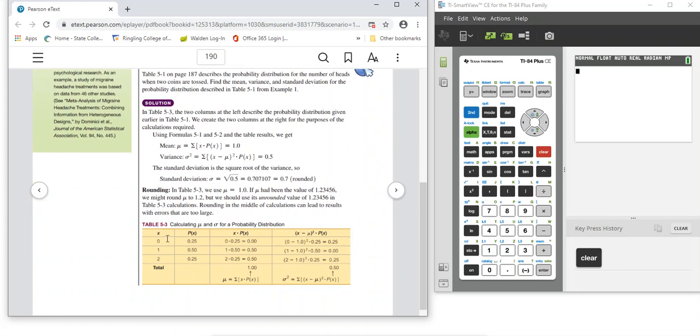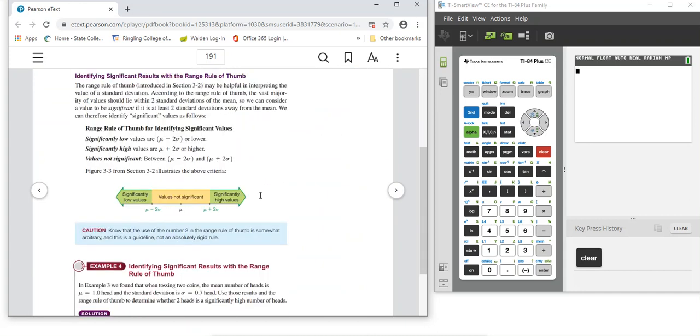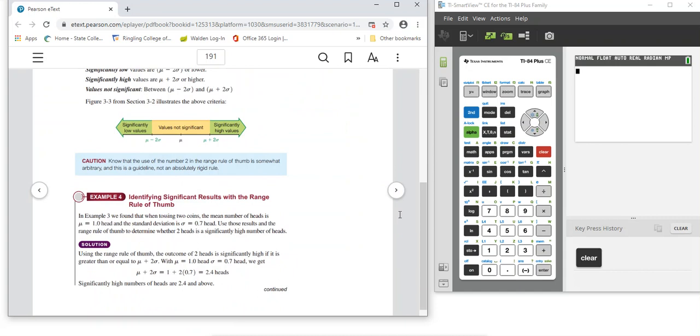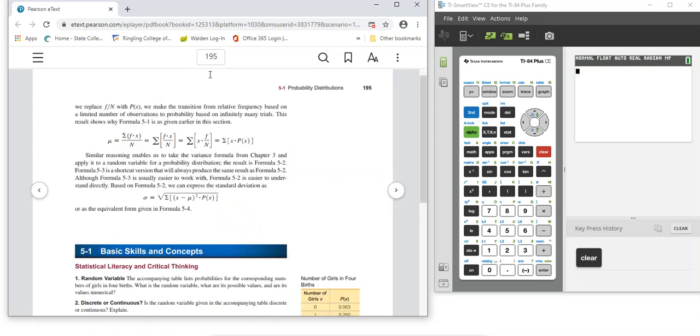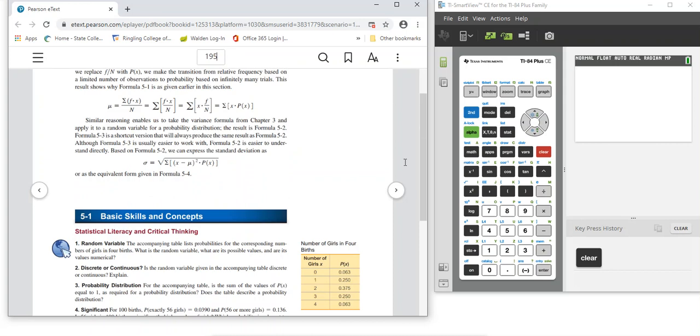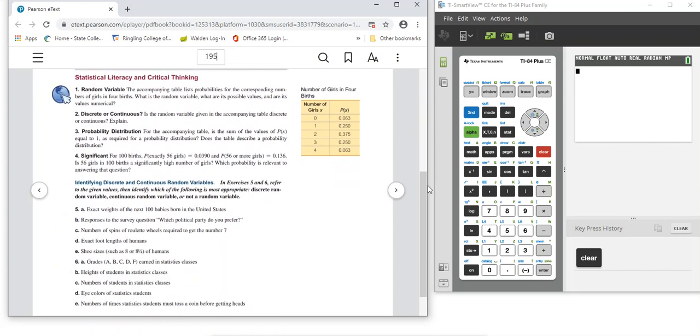I'm not going to do this by hand again. I want to show you how to do these on the calculator. I'm trying to find page 195. I got to get to the right page here. Okay, there we go. So I want to use this table right here, again the number of girls in 4 births.